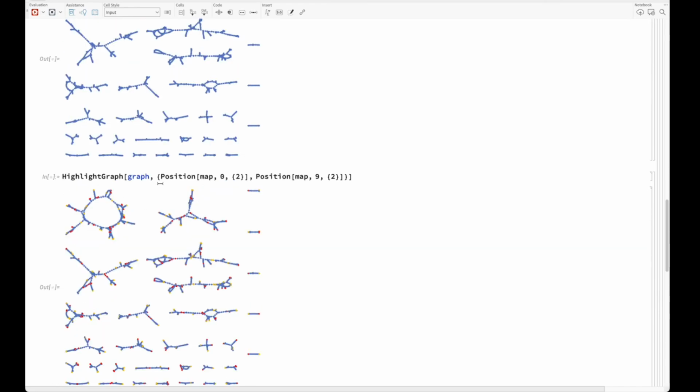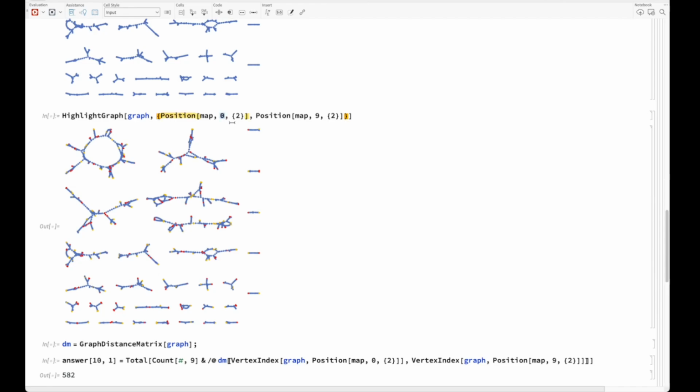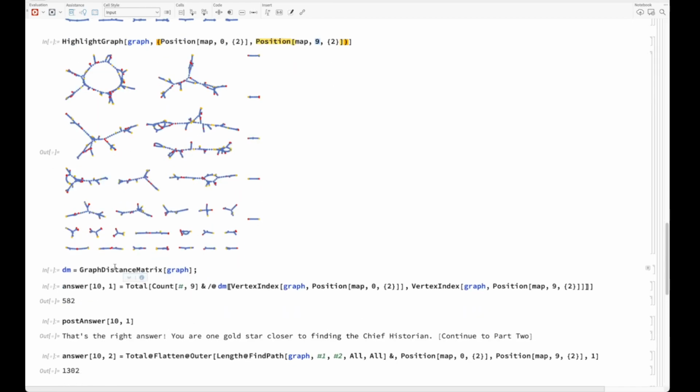You can also highlight all the zeros. It's the lowest position on the map. 9 is the highest position on the map, right? And the question is basically, given this map or the graphs, obviously you can compute the distance matrix and just compute whether you can, how many ways you can go from all the zeros to all the nines, something like that.